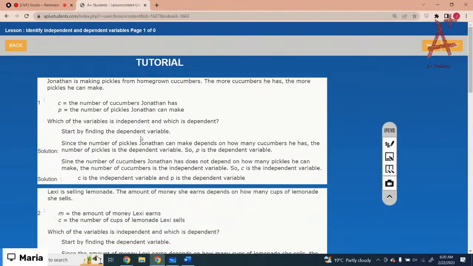So C is the number of cucumbers Jonathan has, and P is the number of pickles Jonathan can make. So basically C is the independent variable and P is the dependent variable. Got it?